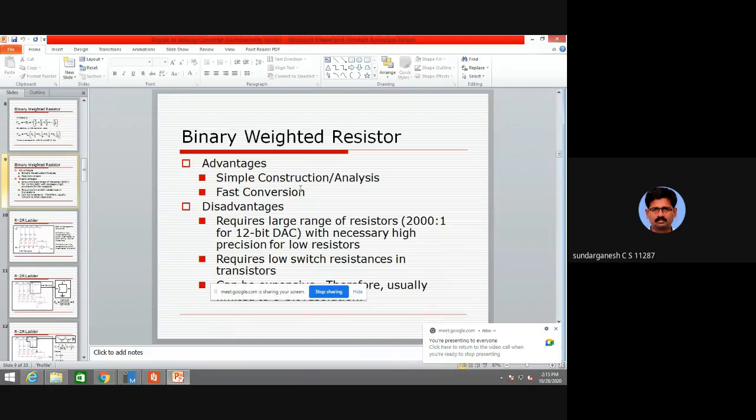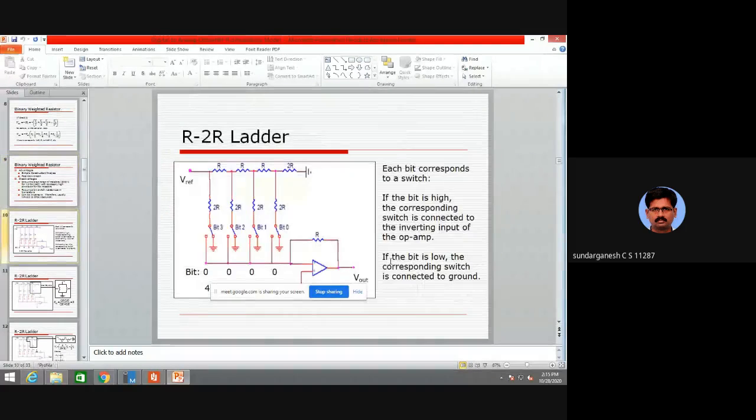So here the advantages are simple construction, fast conversion. The disadvantages are that it requires a large range of resistors with the necessary high precision, and low resistors also. For these disadvantages, mainly they are using the R-2R ladder network. Here there is a V reference voltage, and here it is 0 volt.